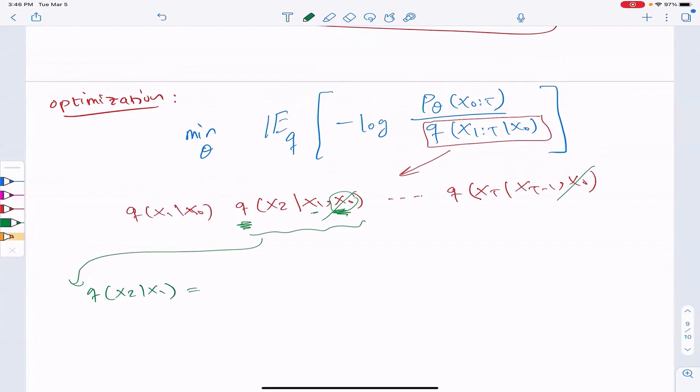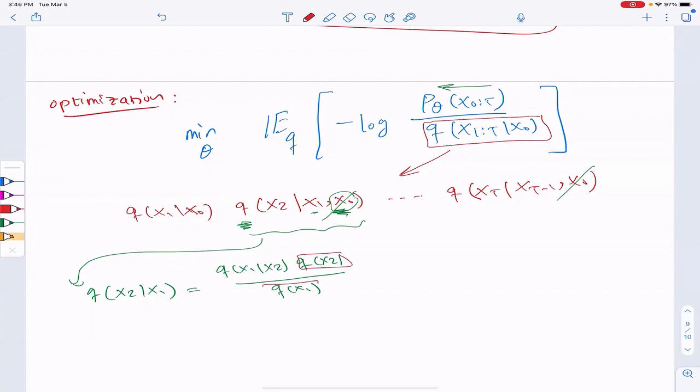If you recall, P theta was the reverse process. So you're going back in time. And we wanted to match the forward process and the backward process. So I need to write the Bayes rule in order to flip the indices. If I flip the indices for this one, I'm going to get Q(x1 | x2) times Q(x2) divided by Q(x1).